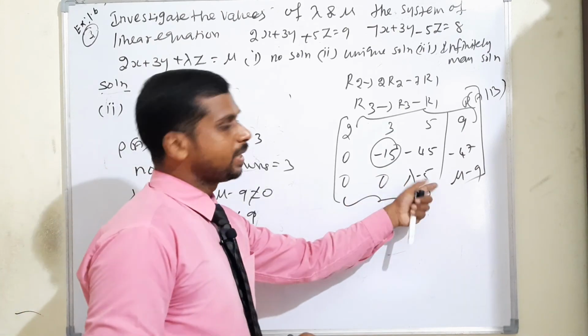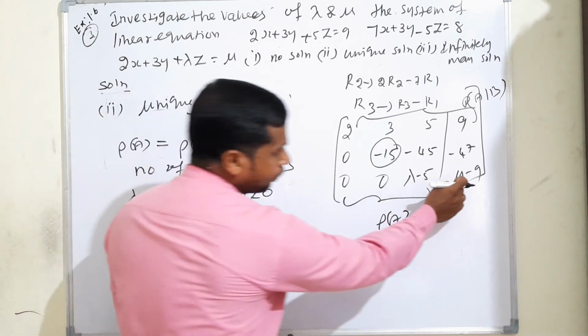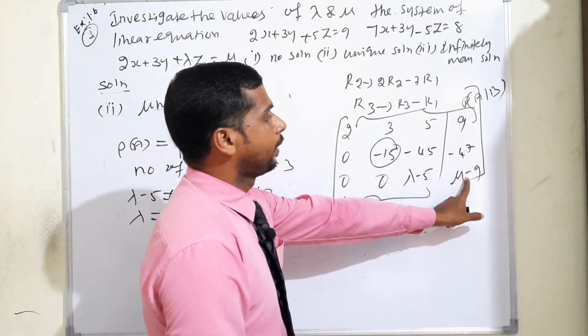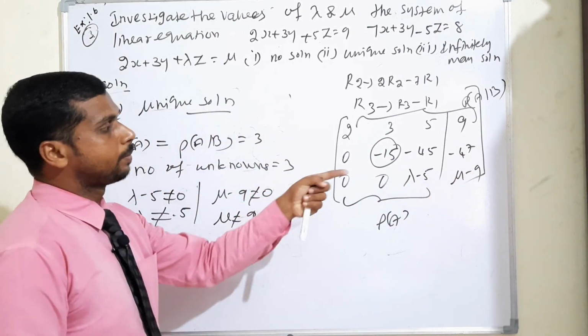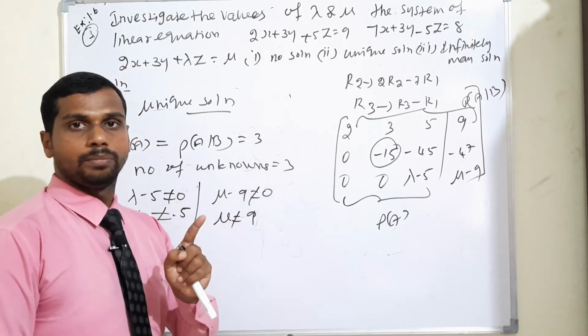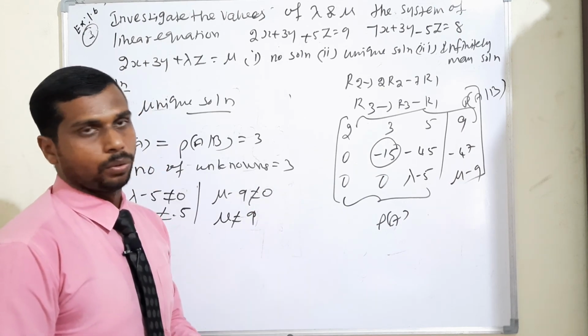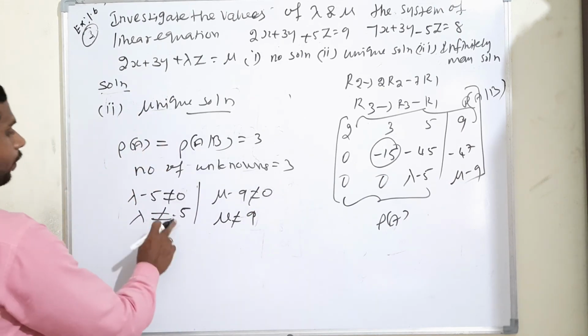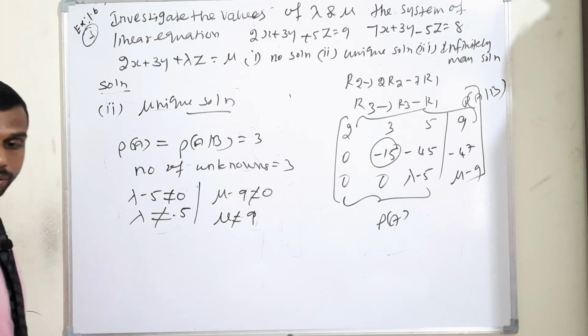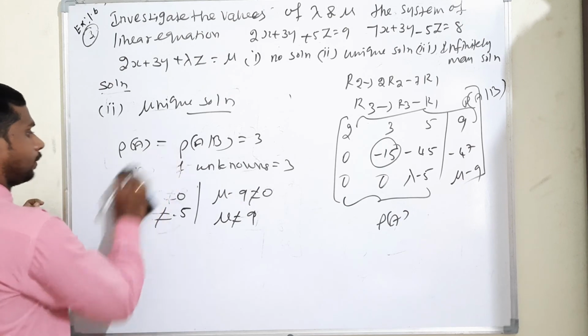If you consider minus 5, minus 10 will come. Here mu not equal to minus 9 means definitely we can say no, if it is considered mu is equal to minus 9, minus 9 minus 9, minus 18 will come. So if any one term is non-zero, completely we can say that row is non-zero row. That's why I am saying, so when lambda not equal to 5, mu not equal to 9. Okay, moving to infinitely many solutions.